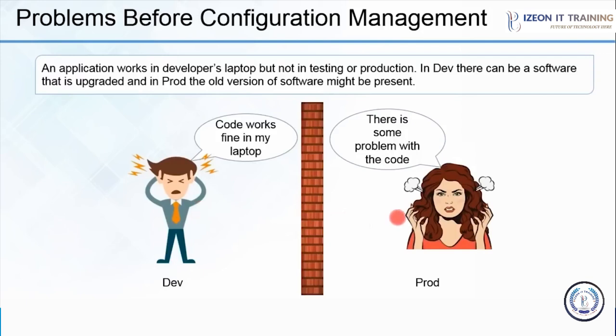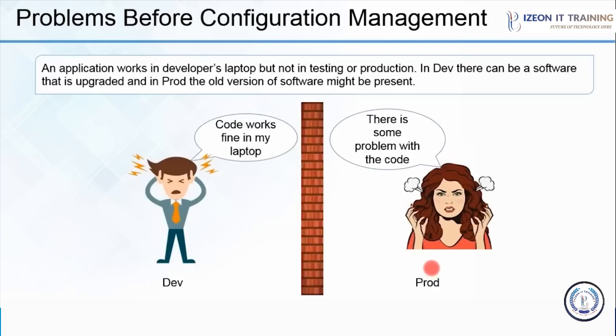Now when it reaches production, since they're using the older version of MongoDB, which is not compatible with the application that developers have built, it won't work properly. There might be certain functions which won't work properly in the production environment. So there is an inconsistency in the computing environment, due to which the application might work in the development environment, but in production it is not working properly.